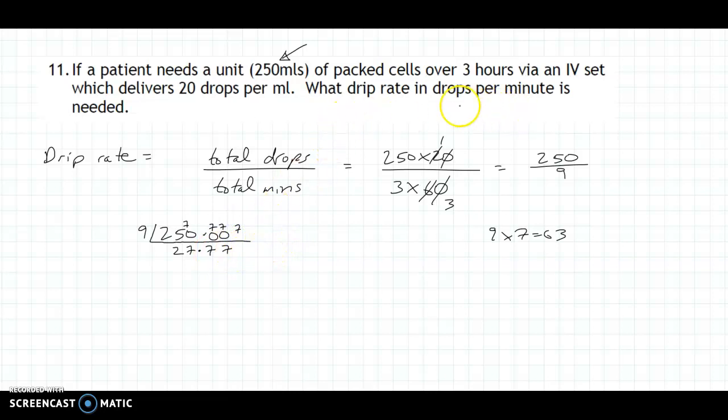What drip rate in drops per minute? So to the nearest whole drop, this is 27.77 drops. This 7 is a 5 or bigger, so this becomes 28 drops per minute. That's the drip rate required.